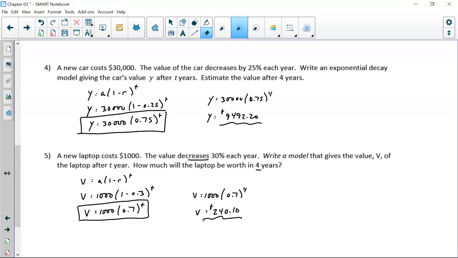All right, so decay, unlike growth, we're subtracting the rate instead of adding. That number in parentheses should be between 0 and 1.